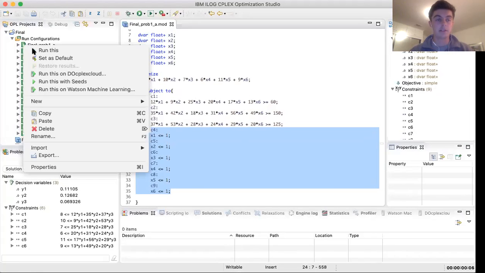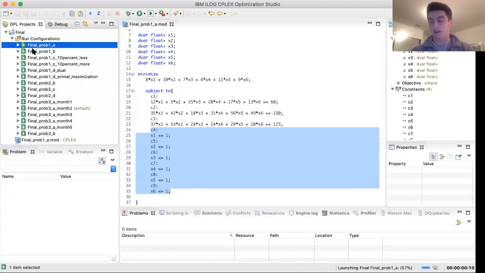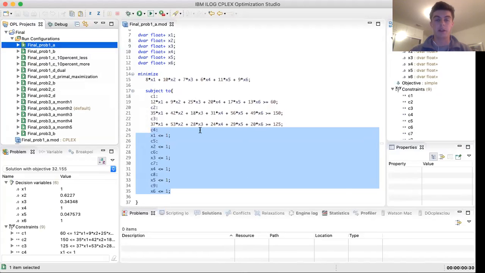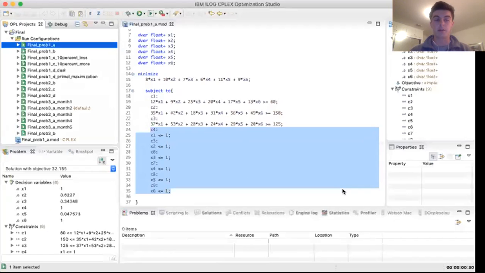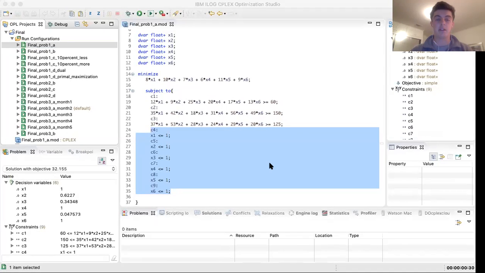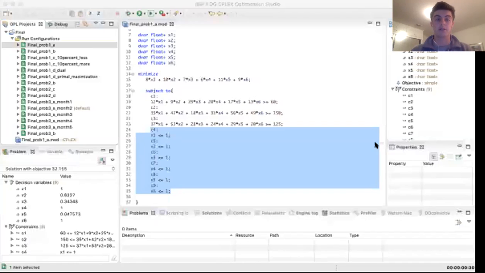So when we run this, we get an optimal solution for how much of each abatement method they should use, up to a value of 1, and the total cost for this ends up being $32.155 million.